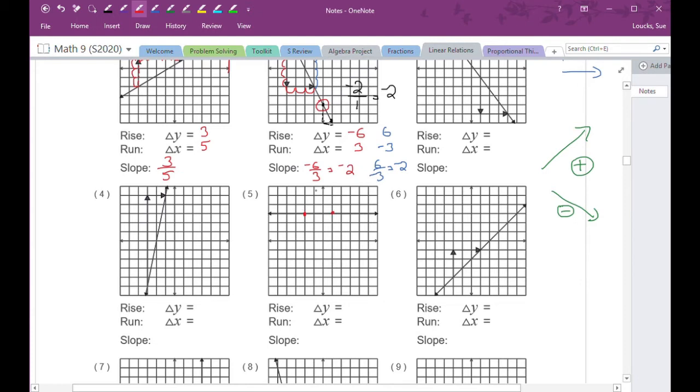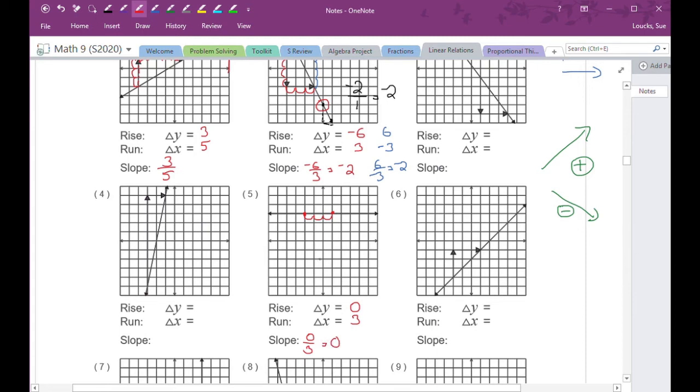What's my rise? How far up or down do I go from this first point to this one? Well, 0, right? They're on the same level. So my change in y is 0. And my change in x is 1, 2, 3. So my slope is my rise over my run. Oops, I was going to write run because that's what I was saying. So it's 0 over 3, which equals 0. So my slope for this line is 0.